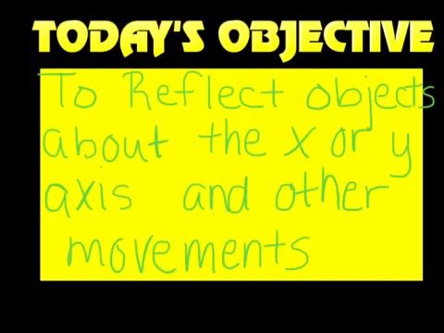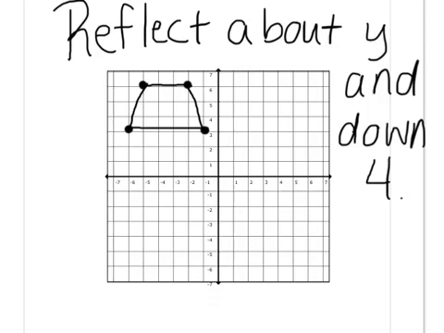To reflect objects about the x or y axis and other movements. Reflect about the y axis and down 4. So if we take this point and reflect about the y axis, it's at -5, 6. So we're going to go across the y axis to 5, 6.